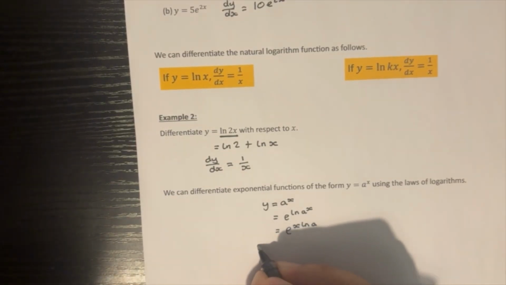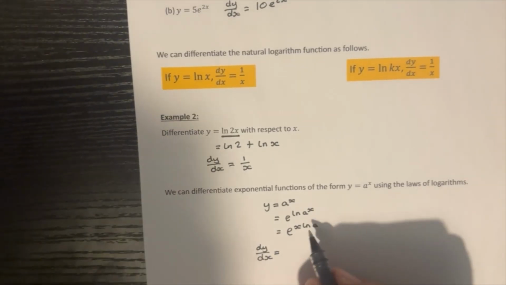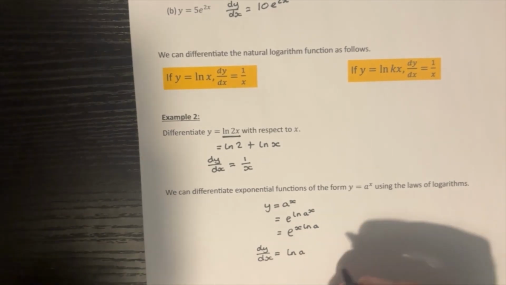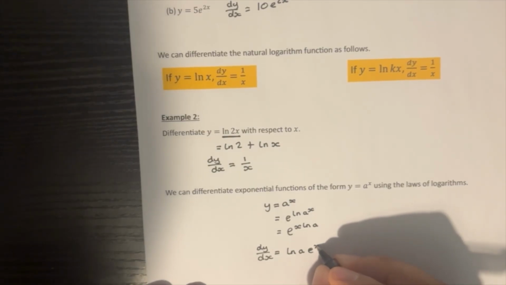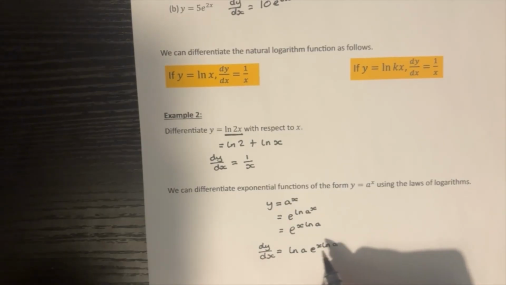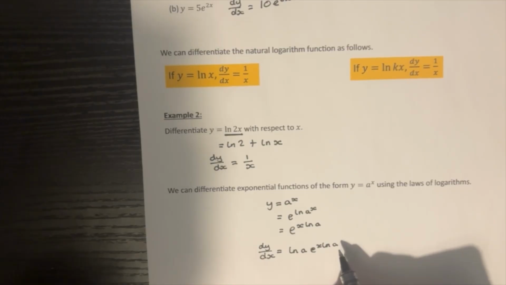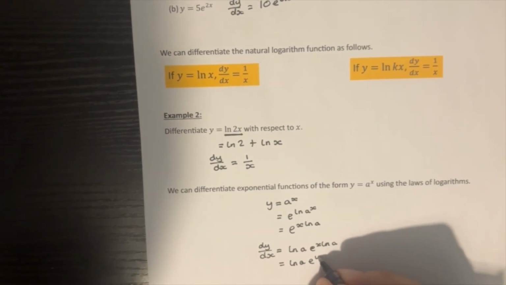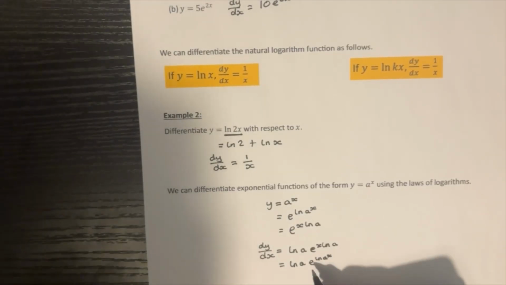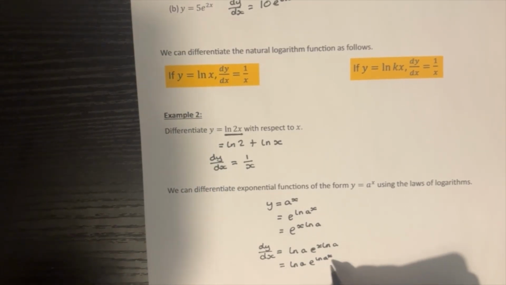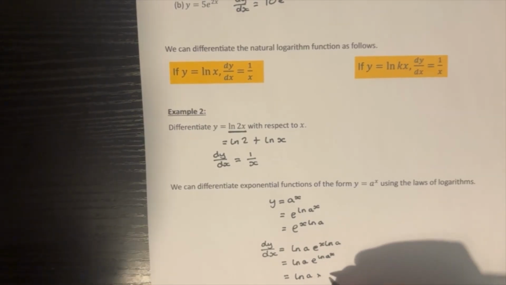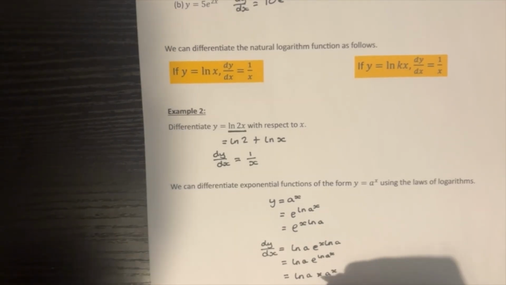So now if I try to differentiate that, dy by dx is equal to, well, I've got ln a being multiplied by x, so I can bring ln a to the front, and I've got lots of e to the x ln a, and then we can just use those laws of logarithms in reverse. So x ln a is the same as ln of a to the x, so that's ln a times e to the power of ln a to the x, and then e to the power of ln is just going to cancel out, and that's just going to leave me with a to the power of x. So that gives me ln a times a to the power of x, or in other words, a to the x lots of ln a.